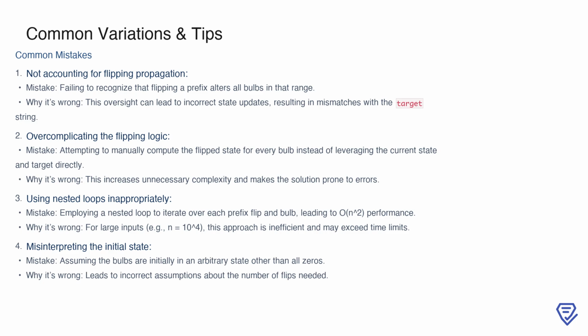Another pitfall is using nested loops inappropriately. For example, iterating over both the prefix flips and the bulbs within each flip results in an O(n squared) solution. This approach quickly becomes inefficient for larger inputs and can exceed time limits in competitive coding environments.